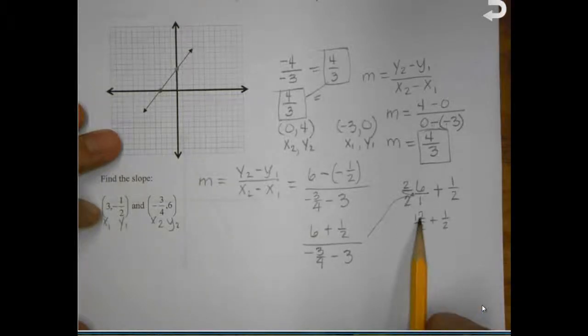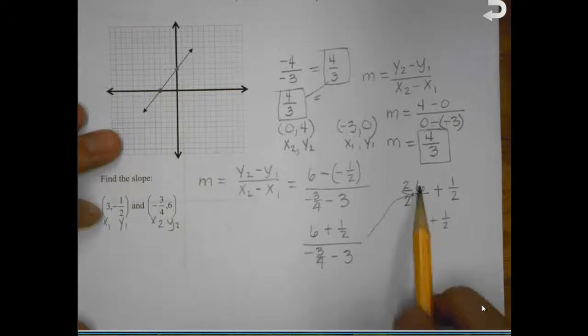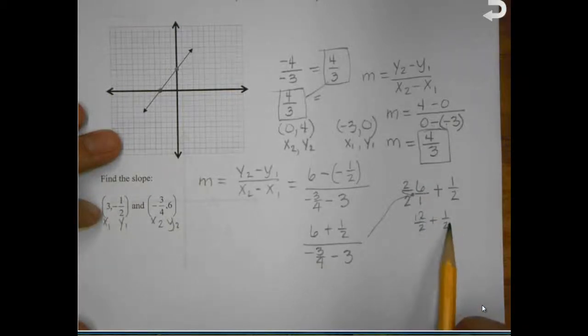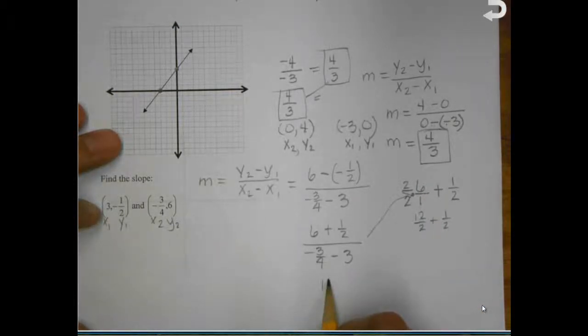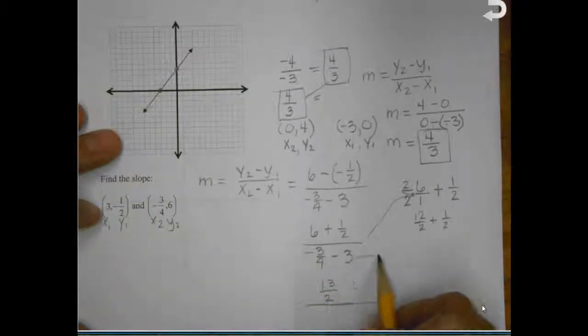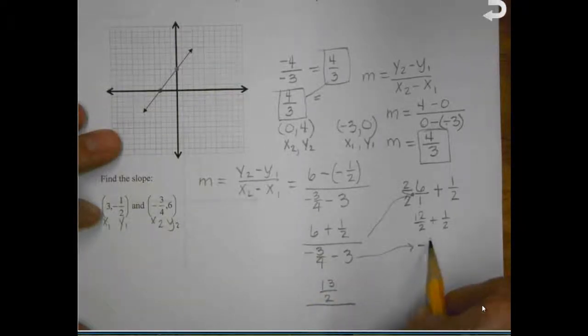Now if I did 12 divided by 2, I would get 6. So these are equivalent fractions, and when I add 1 to it, then I'm going to get 13/2. And my last one here, -3/4 minus 3, I'll take that over here. -3/4, we're fine with that. And I want 3 to be something built up to have 4 as a denominator.